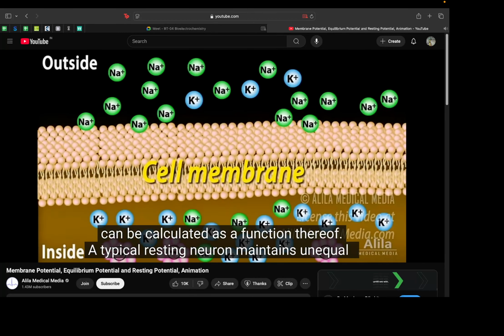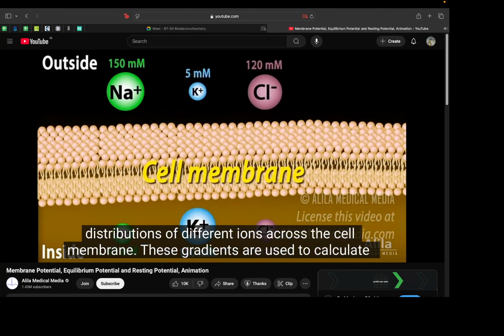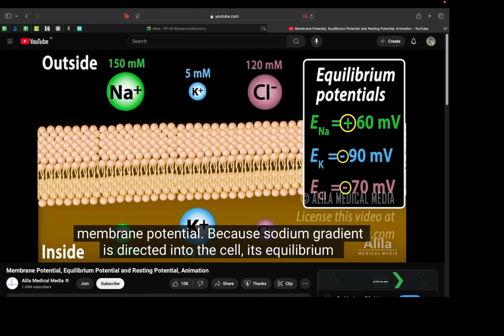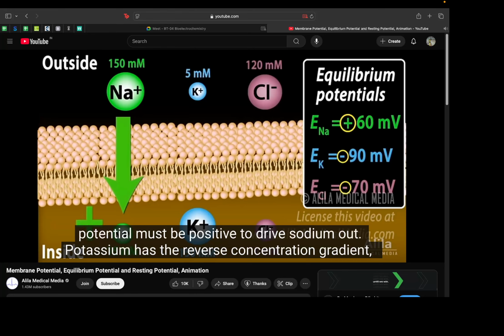A typical resting neuron maintains unequal distributions of different ions across the cell membrane. These gradients are used to calculate their equilibrium potentials. The positive and negative signs represent the direction of membrane potential. Because sodium gradient is directed into the cell, its equilibrium potential must be positive to drive sodium out.